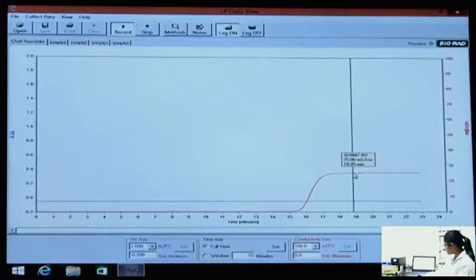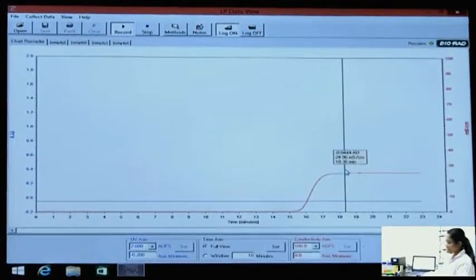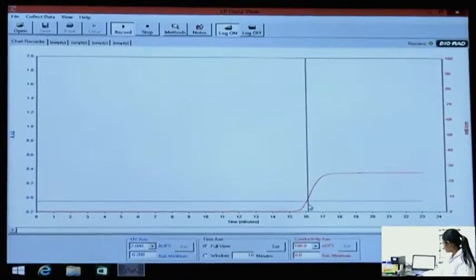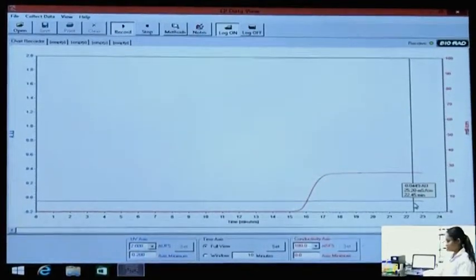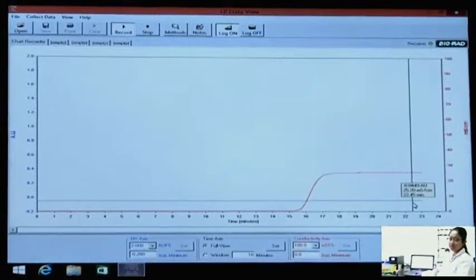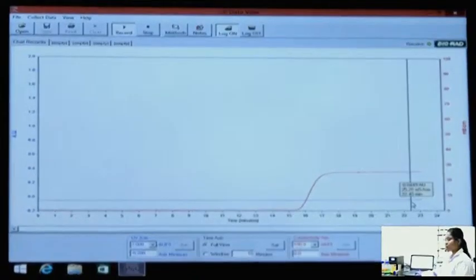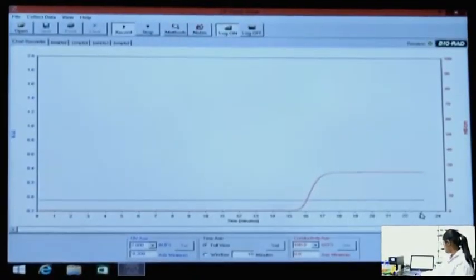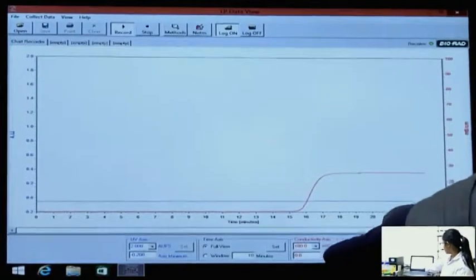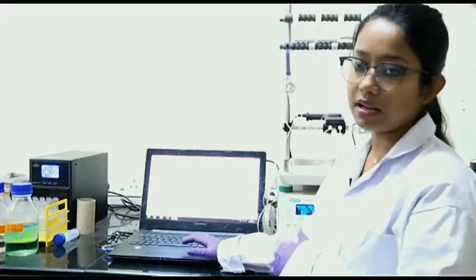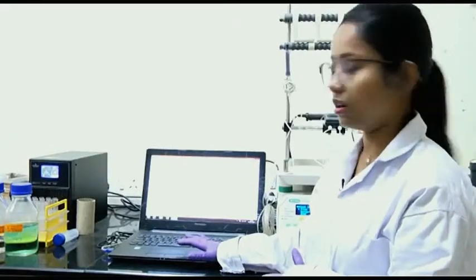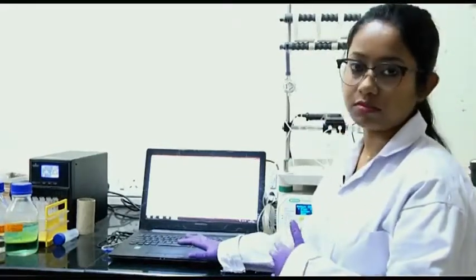As I mentioned, the buffer has NaCl, so the conductivity went up. But the blue line is constant, as with water, because in the buffer there is no protein or anything which absorbs at 280 nanometer. So, there is no change, and these two lines are flat. Basically, my column is now stabilized in the particular buffer and is ready to be loaded with the sample.